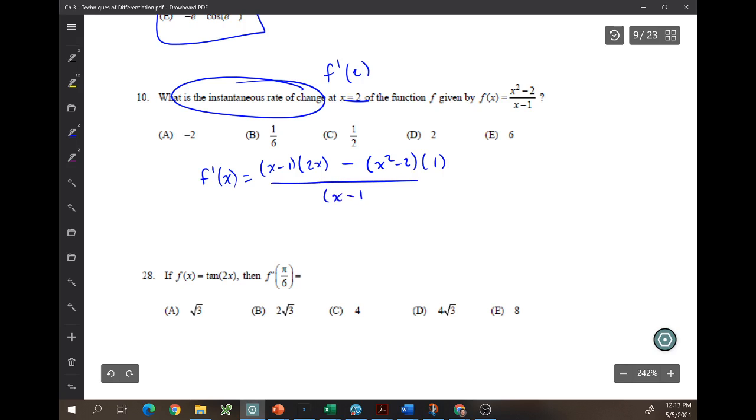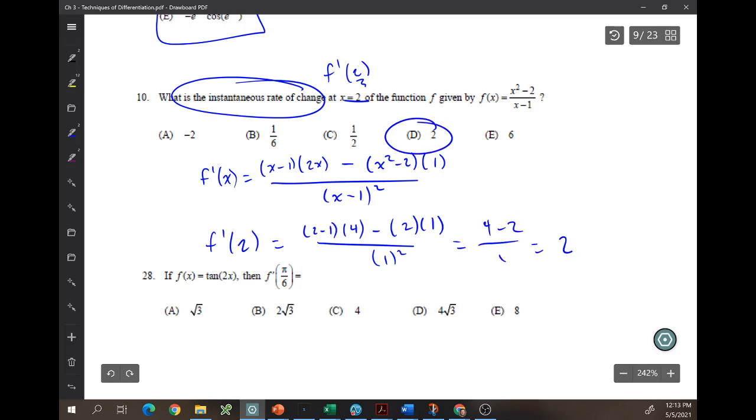Now, you can simplify it, right? You can distribute and cancel out whatever gets canceled, but I don't do that personally. As soon as I get a number, I just plug it in. That's always worked better for me. So this is going to be 2 minus 1 times 2 times 2 is 4, minus 2 squared is 4 minus 2 is 2 times 1, all over 2 minus 1 is 1 squared is 1. So it's 1 times 4 is 4 minus 2 over 1, which is just 2. So again, you can simplify first with the x's, but to me it's a lot faster to just go ahead and plug in.